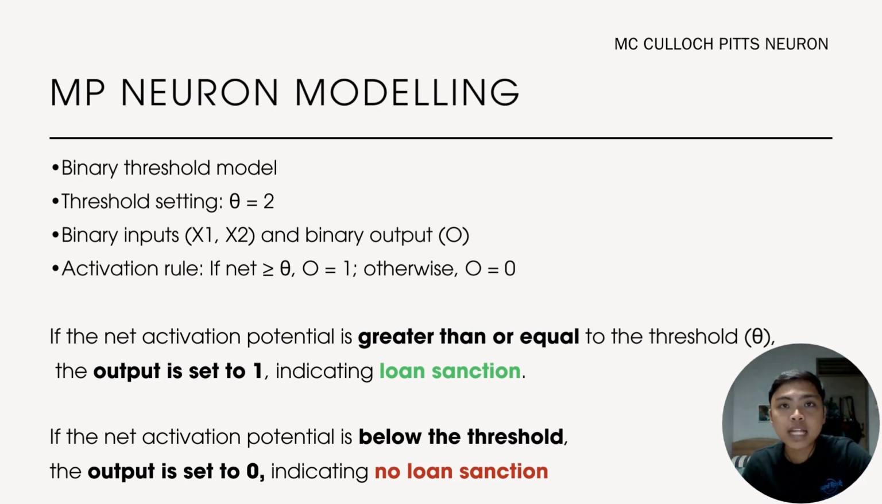We use binary inputs x1 and x2 to represent salary and credit score, respectively. The MP neuron takes these binary inputs and produces a binary output O, indicating whether the loan should be sanctioned (1) or not (0). To determine the output O, we calculate the net activation potential by summing the weighted inputs. If the activation potential is greater than or equal to the threshold delta, the output is set to 1, indicating loan sanction. If the net activation potential is below the threshold, the output is set to 0, indicating no loan sanction.